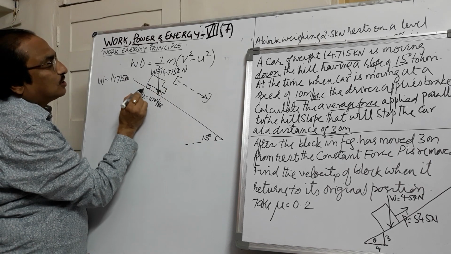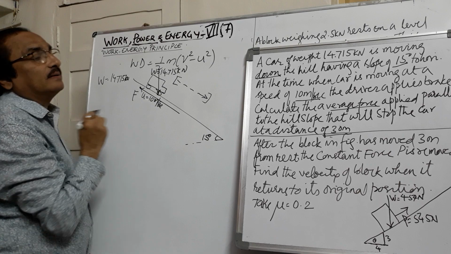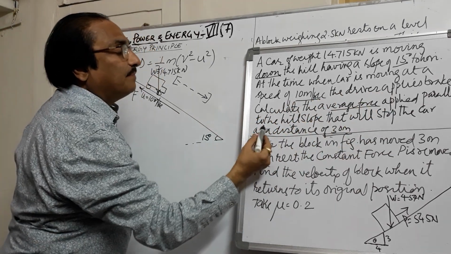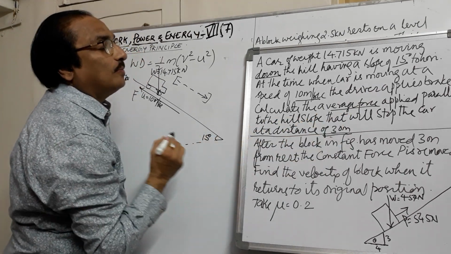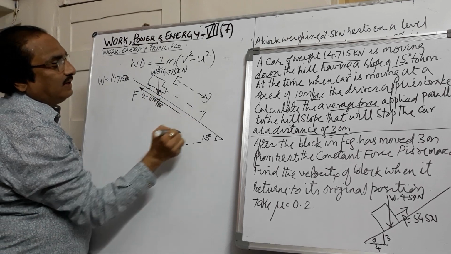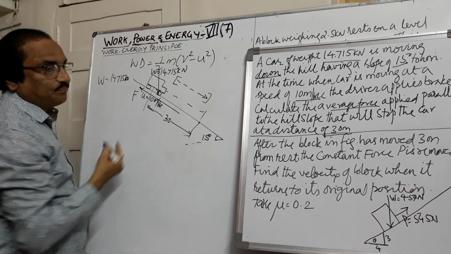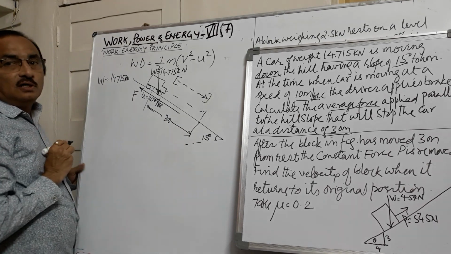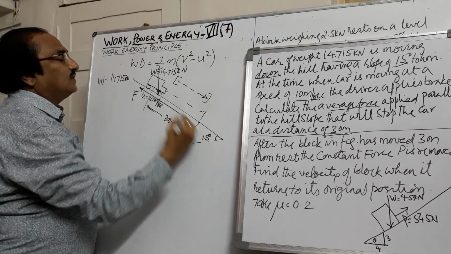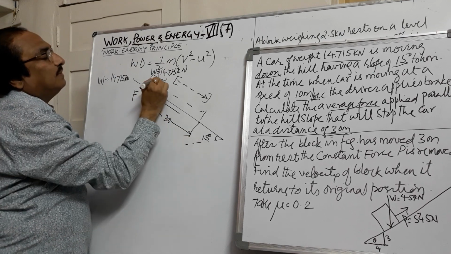The motion is down. So when the driver applies the brakes, the force of friction will be up the plane. We calculate the average force applied parallel to the hill slope that will stop the car at a distance of 30 meters. So this car will travel a distance of 30 meters and it will stop along the inclined plane. So you are required to find out the force F here. Now if this angle is 15 degrees with horizontal, and I draw a perpendicular here, this angle will also be 15 degrees.